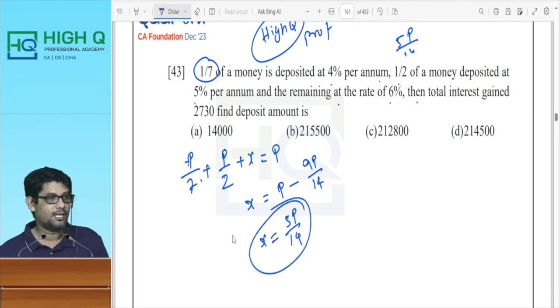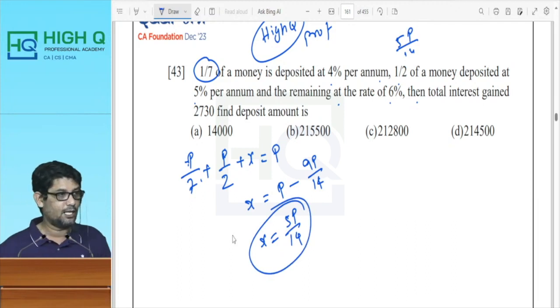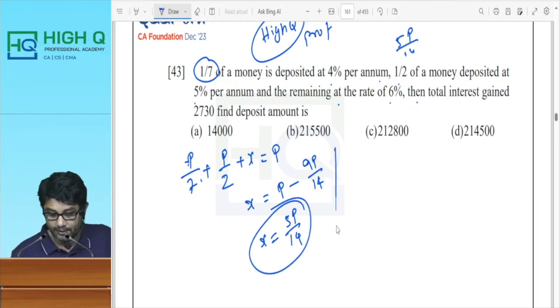Now, this is the third part. First part is p by 7. Second part is p by 2. And third part is what? 5p by 14. Now, first part deposited in what percentage, my dear? 4%. Second part deposited 5%. Third part deposited in 6%.